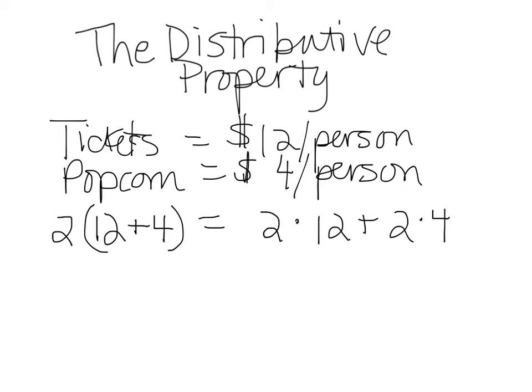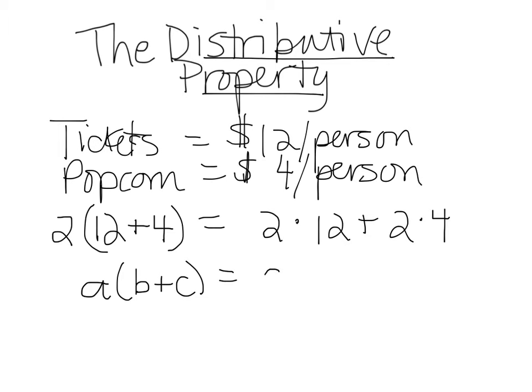This is a really basic definition of something in math called the distributive property. If I were to say this with variables, I would say A times (B plus C) is always equal to A times B plus A times C. If I could either say 2 of the sum of popcorn and tickets, or I could say it's the same as 2 times 12 plus 2 times 4.